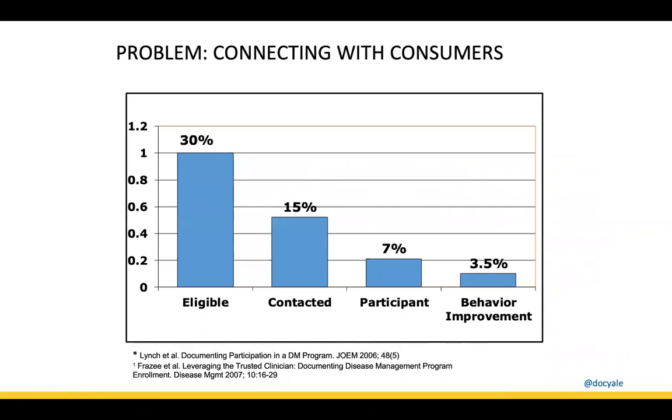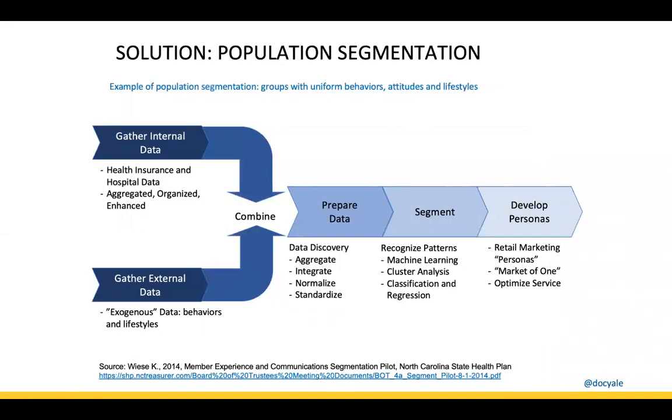These customer engagement rates are a big problem, especially if you're at risk for the cost of care, whether you're a health insurance company or an employer or even an uninsured person. If people don't get health care when they need it, the cost increases, especially for persons with chronic or serious conditions. Consumer engagement has always been important for retail sales, and now retail sales techniques are being applied to healthcare. To solve for this problem, population segmentation can be used. Now, this is a retail marketing technique used to figure out individuals' needs and desires. In this case, we combined health insurance and hospital data, but also exogenous data, that is, data from outside the healthcare system.